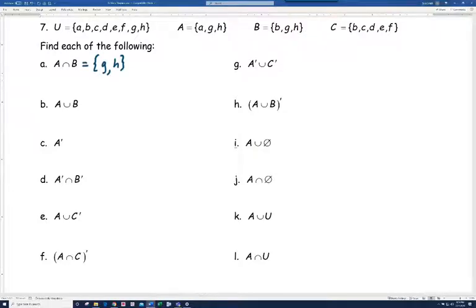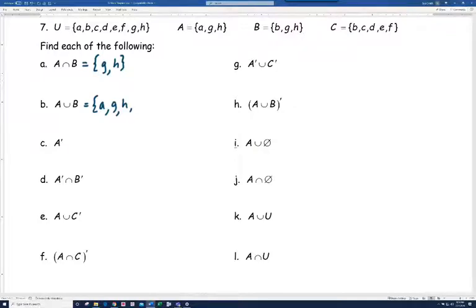How about A union B? Well, for A union B, remember the word combine. We're going to combine these two sets together. So I'm going to take everything that's in A first. That would be A, G, and H.